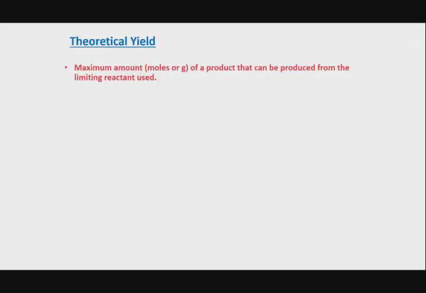As we said before, theoretical yield is the maximum amount of product that one can theoretically make, based on the limiting reactant, the reactant that will run out before the other reactants. So this theoretical yield can be calculated either based on moles or grams. It can be expressed either in moles of the product or grams of the product, and it doesn't really matter.